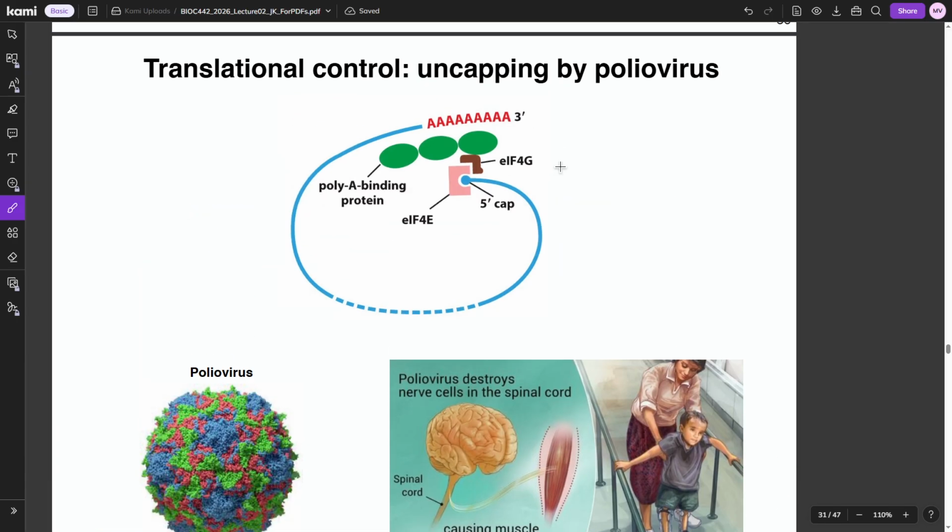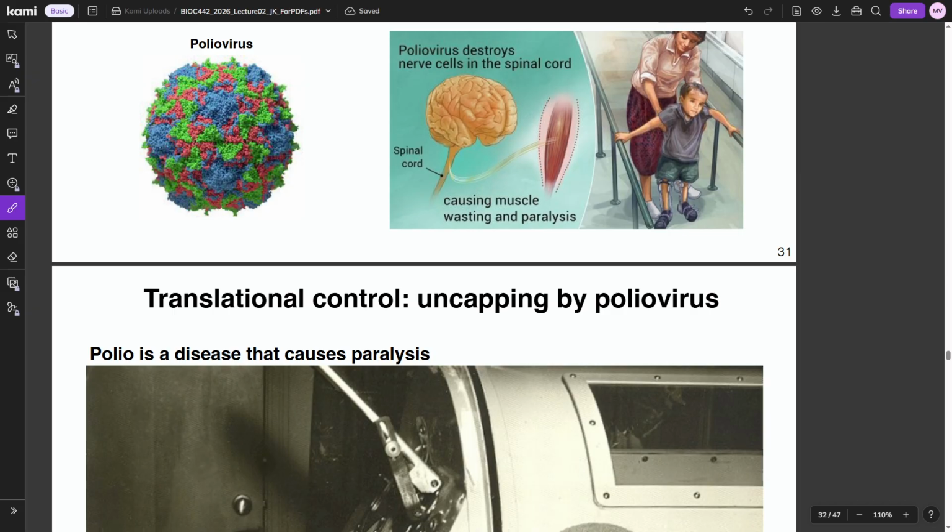Okay, so poliovirus. Polio is interesting.